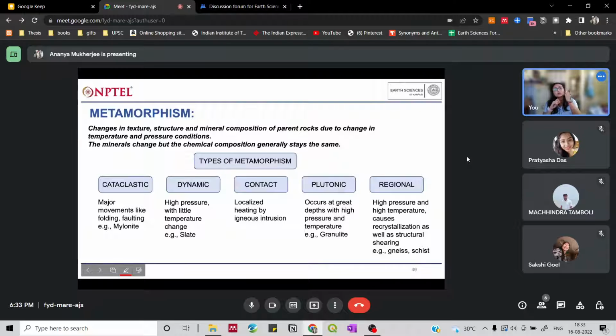Then you have the most common metamorphism, that is regional. It has both high pressure and high temperature, but the depth of this can vary. It causes recrystallization of whatever minerals are present in the parent rock. They recrystallize into new minerals. The chemical composition mostly stays the same, but the minerals will change due to regional metamorphism. We also see different kinds of structures and textures formed in the metamorphic rock due to regional metamorphism.